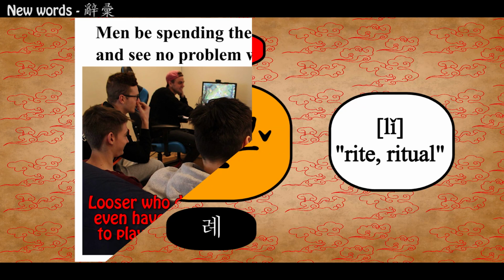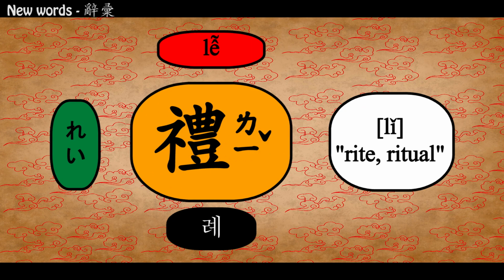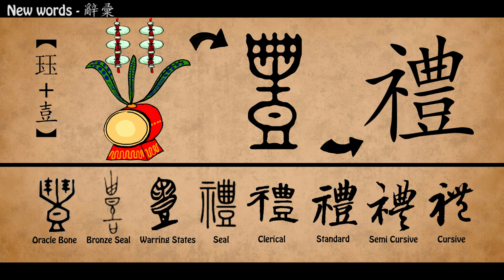My bad. Li, rite, ritual. The oldest form shows a ceremonial decorated drum and 2 strings of jade. Chinese Bronze Age rituals often enfolded offering jade to gods and forebears, as well as a sick drumbeat, yo.